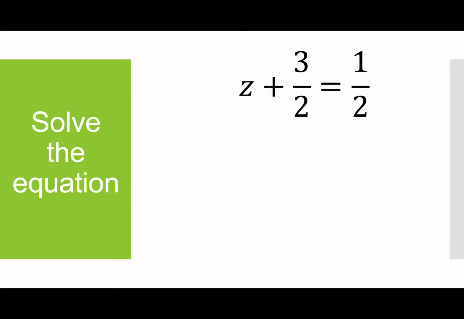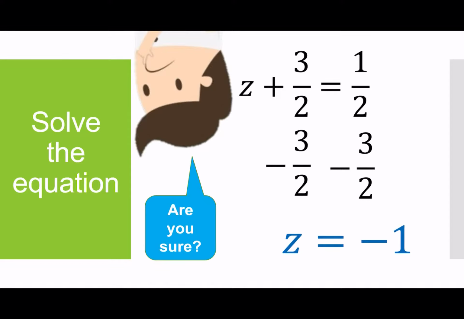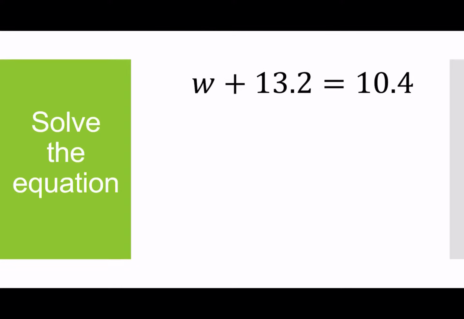Okay, let's look at this one. z plus 3/2 equals 1/2. So I need to, again, get my variable z by itself. So I need to move that 3/2. So I need to subtract 3/2, and then since I did that on the left side, I have to do it on the right side. So 1/2 subtract 3/2 will equal -2/2, which is really just -1. And am I sure? Yes, I can plug that -1 into that equation.